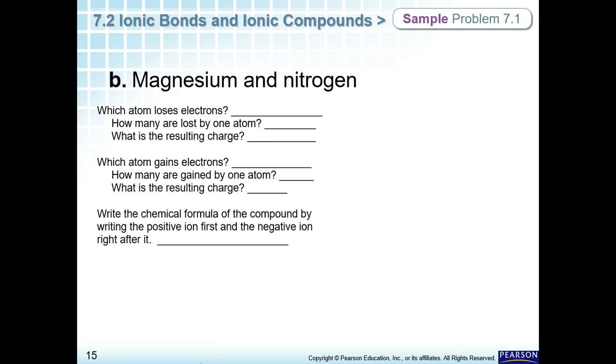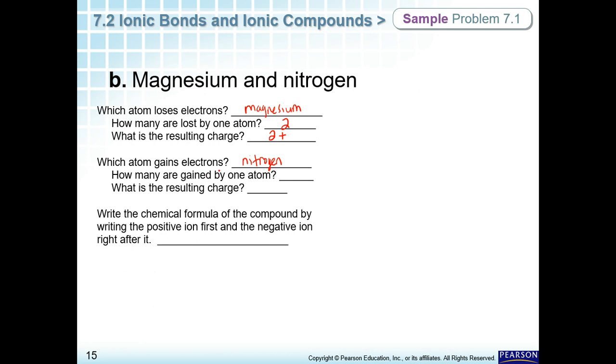Let's try another example. You have to ask yourself, out of magnesium and nitrogen, which one is going to lose electrons? Hopefully you told me magnesium because that's the metal. And you can say, well, how many are lost? Look to see what group it's in. It's in group 2, so it's easier to lose 2 than gain 6. So if it lost 2, what would its charge be? Well, it would be a 2 plus. That means that nitrogen has to be the one that gains, and it makes sense because it's my nonmetal.